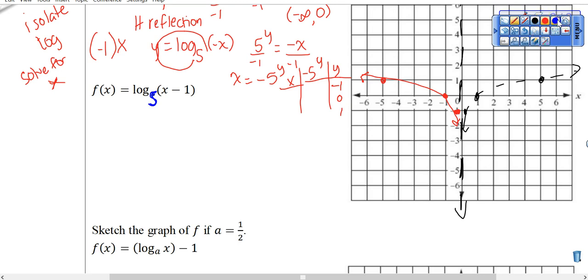All right. Next one then. Let's look at our transformation of log base 5 of x. What does this say we're going to do? Horizontal shift right 1. So we're going to push all of the points right 1. So we're going to take this point and push it right 1. This point right 1. This point right 1. And regraph.